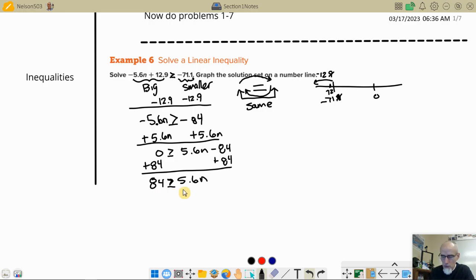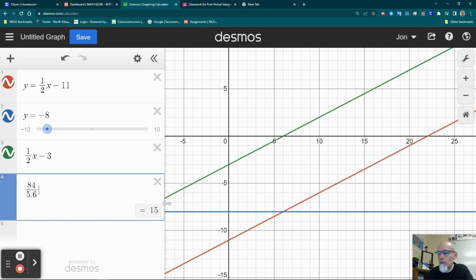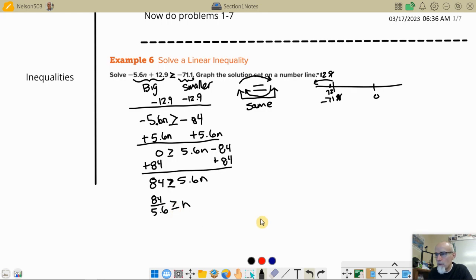So let me put that in my notes, and I want you to do this. I want you to write this stuff down, 84 divided by 5.6. I don't want you to do everything on the calculator. And so what do we get? We get 15. Okay, so n is less than or equal to 15.